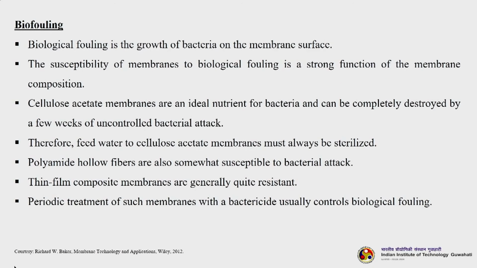So, the next category of scale formation or fouling problem is biofouling, the biological compounds. Biological fouling is the growth of bacteria on the membrane surface. The susceptibility of membranes to biological fouling is a strong function of the membrane composition. Cellulose acetate membranes are an ideal nutrient for bacteria and can be completely destroyed by a few weeks of uncontrolled bacteria growth. We have discussed this when we covered the membrane material characteristics and properties.